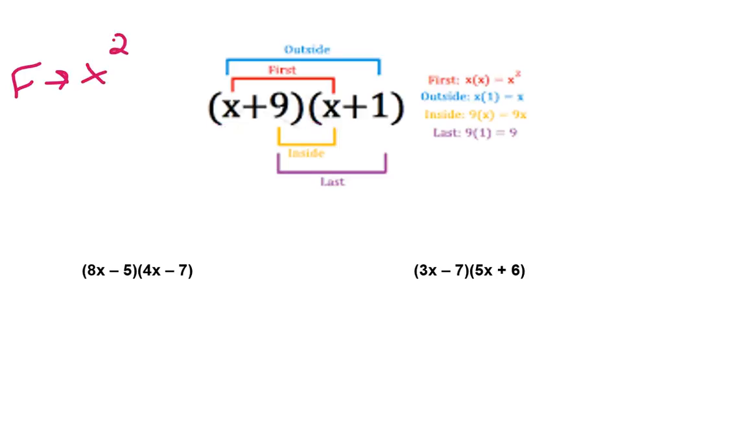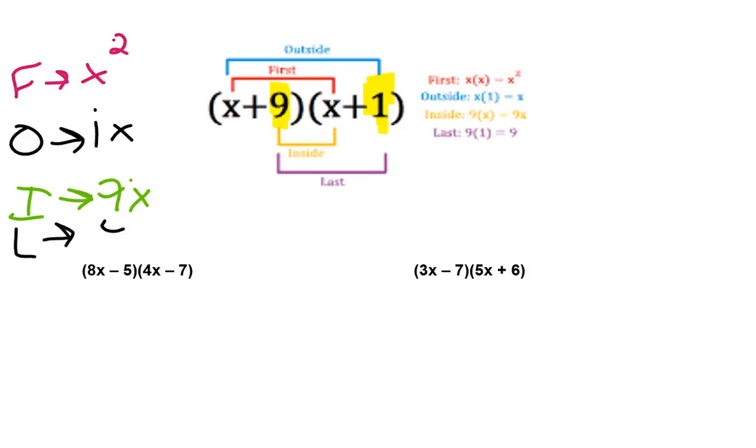Now, so we did F. O would be the outsides. Outsides are x and 1. 1 times x would give me 1x. So we did the O. The I would be the inners. So if I did the inners, it would be 9 and x. 9 times x gives me 9x. And my last one would be the lasts, which would be 9 and 1, since they're last in those two equations. So my last gives me 9 times 1 is a positive 9.